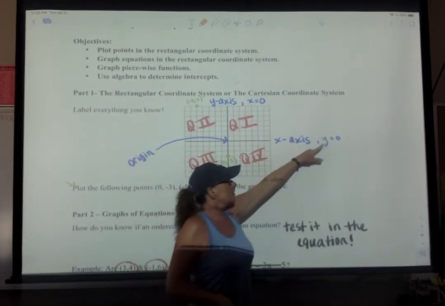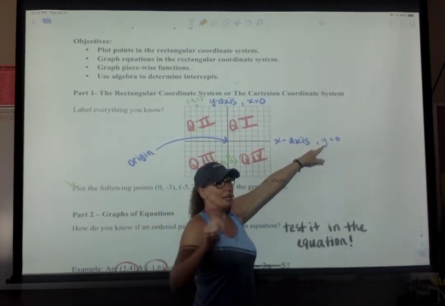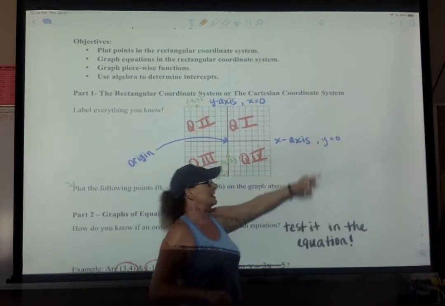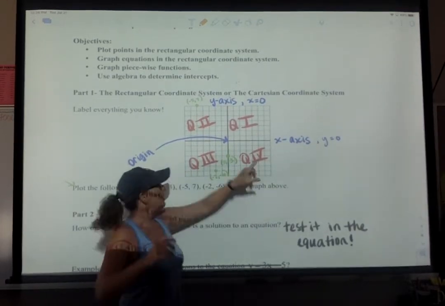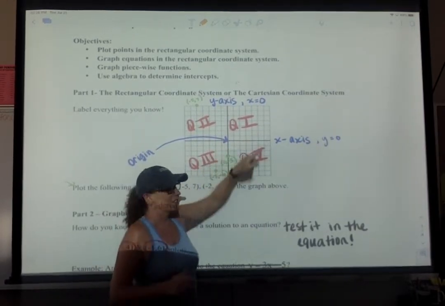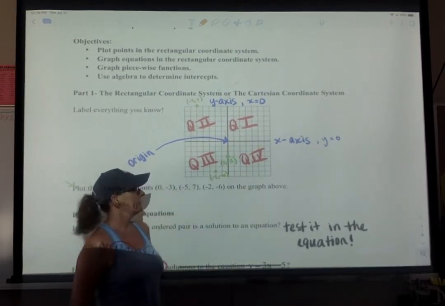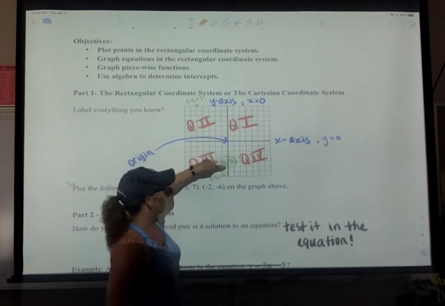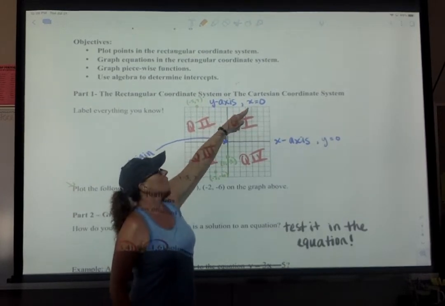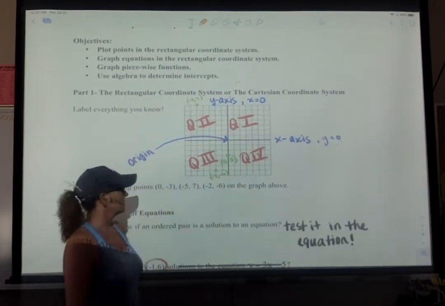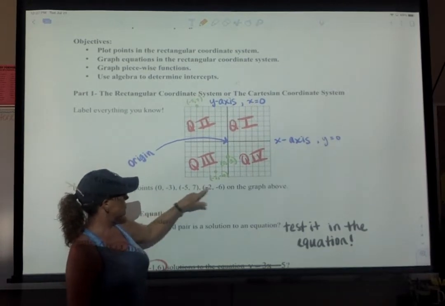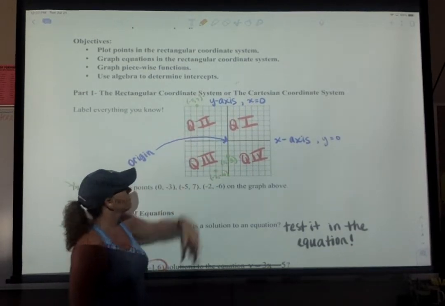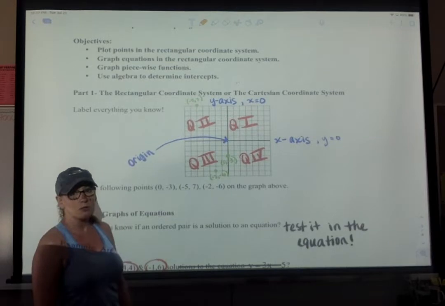Here's my x-axis, and fun fact, y is always 0 on the x-axis. So if you have any point on the x-axis, the y-coordinate is always 0. On the y-axis, any point on the y-axis, your x-coordinate in your ordered pair is always 0. And I've got these 3 points plotted and labeled in the graph.